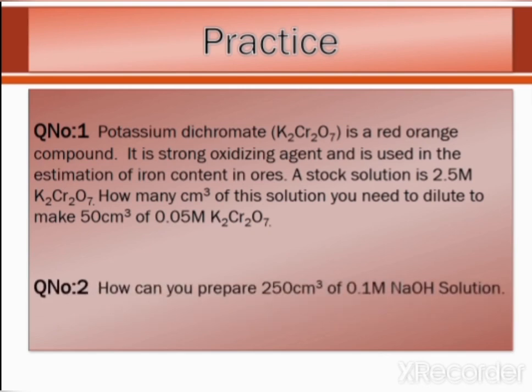Question number 2. How can you prepare 250 cubic centimeter of 0.1 molar NaOH solution? Now this is a simple one. You have to prepare the solution of sodium hydroxide 0.1 molar. For this you need to find out the mass of NaOH which is needed for the preparation of this solution.